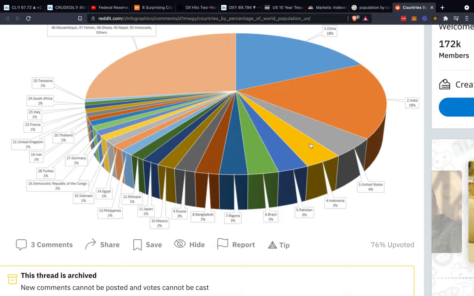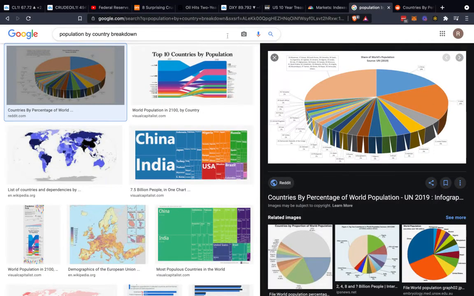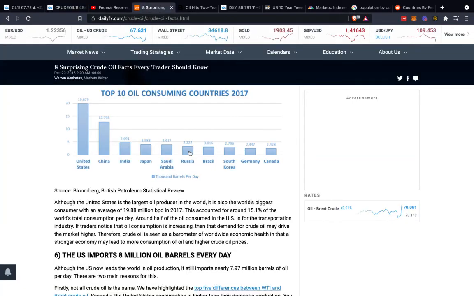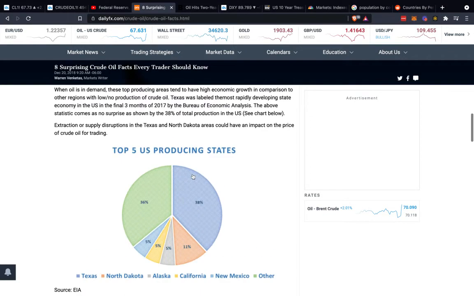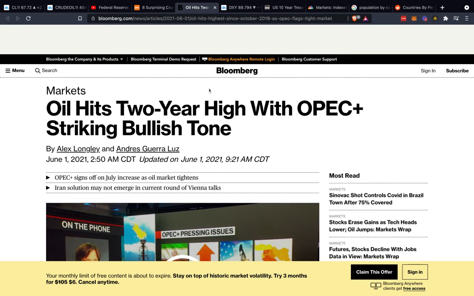So you go, okay, the United States is this much of a chunk, but when you look at the crude oil breakdown, the United States is taking so much. They're consuming so much. And the U.S. imports 8 million barrels of oil per day, even though it's the top consumer. So it's important to keep all these things in mind, guys.